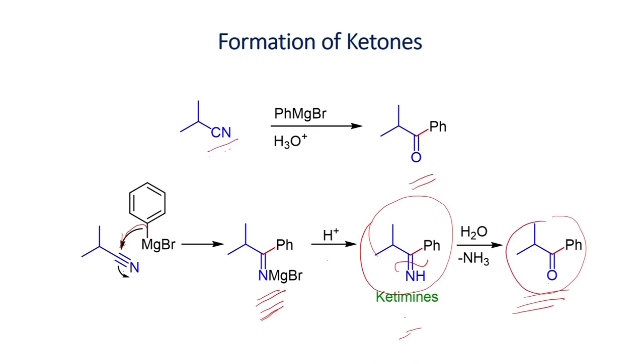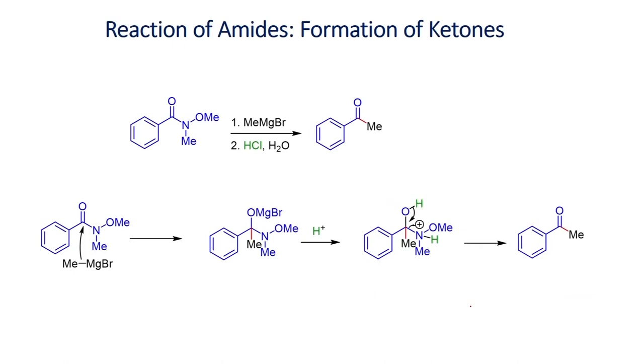In place of nitrile, you can also use amide. The next example involves amide. This also can undergo addition reaction readily with the Grignard reagent to give ketone as a product. The mechanism is shown here.